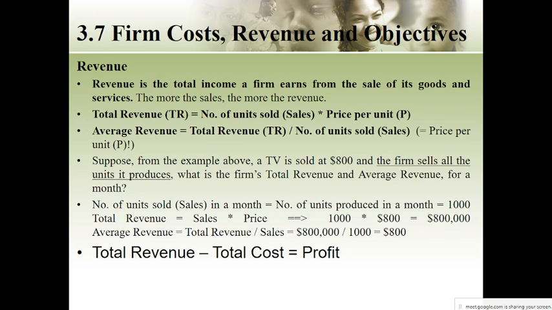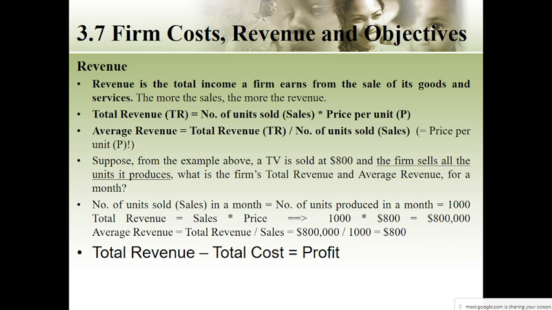Okay. Now look at the total revenue formula. Number of units sold multiplied by price per unit. Got it? Average revenue, total revenue divided by the number of units sold, is equal to price per unit. Now let's solve this question.